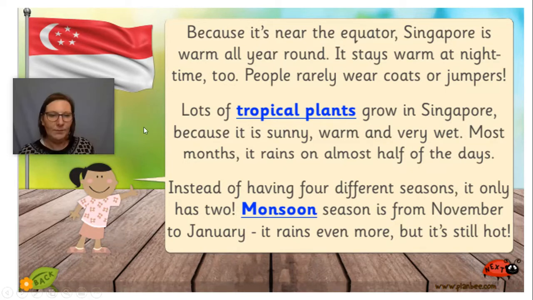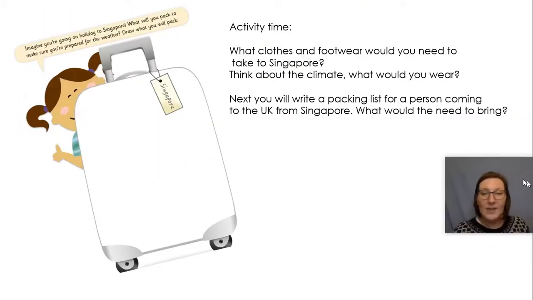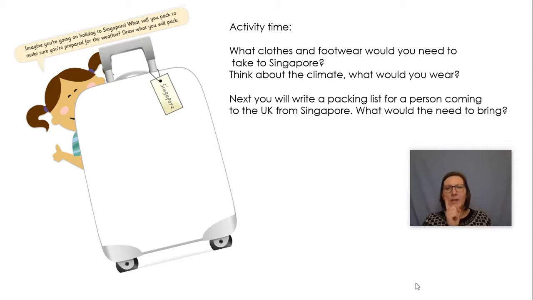Now, your activity today is you're going to need to think about what you would need to take clothes-wise and footwear-wise to Singapore. I need you to think about the climate in Singapore. Do you remember we talked about it being hot, humid, and from November to January, it's monsoon season. So if we were in February now, they would just be coming out of monsoon season. And remember, a monsoon is very, very heavy rain. So what would you need to take with you? What would you need to have?